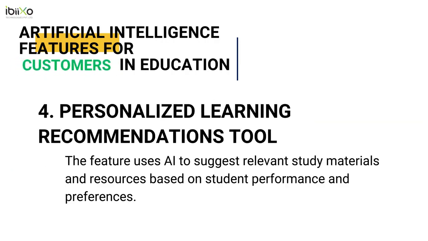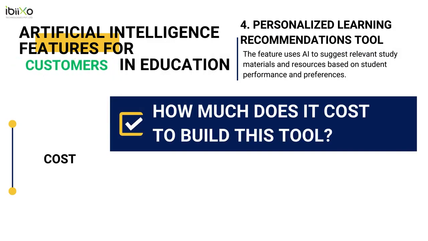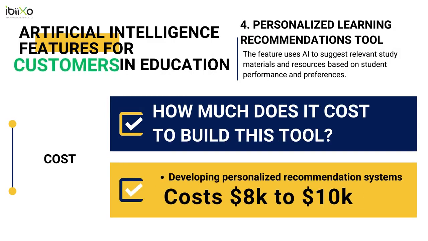Point number 4, personalized learning recommendation tool. The feature uses AI to suggest relevant study materials and resources based on the student's performance and preferences. This would roughly cost around $8,000 to $10,000.